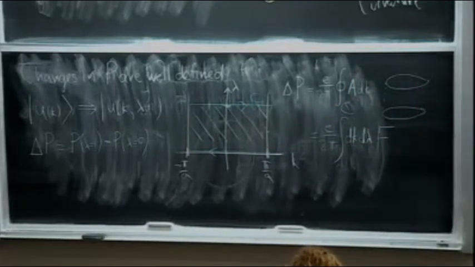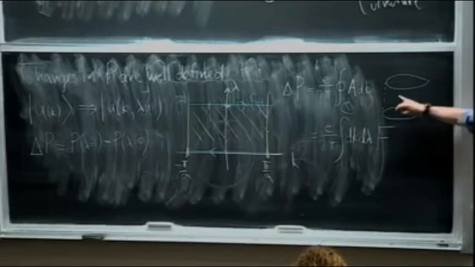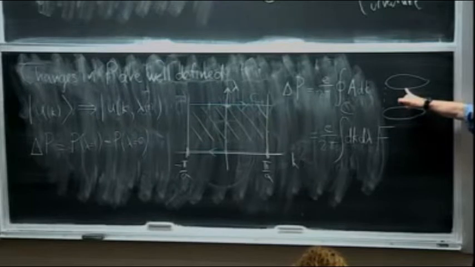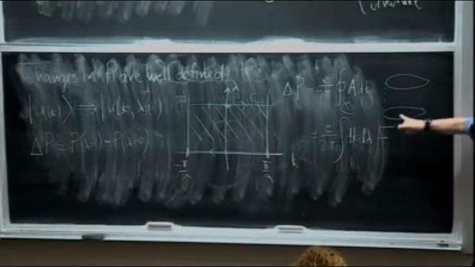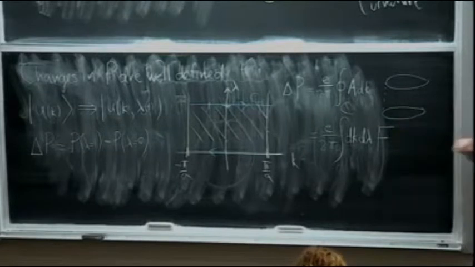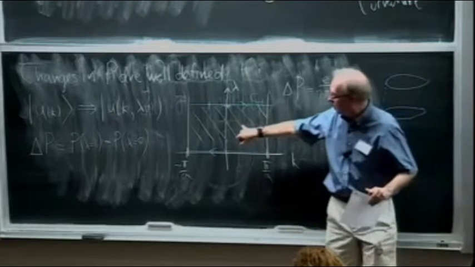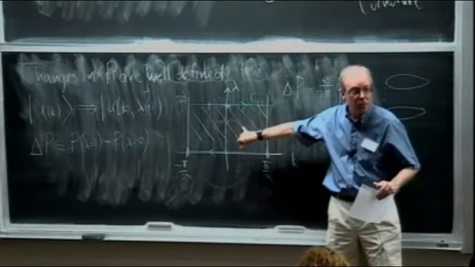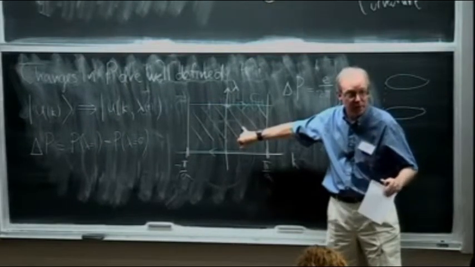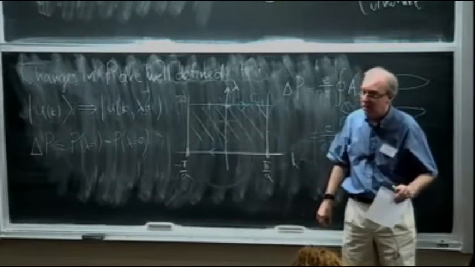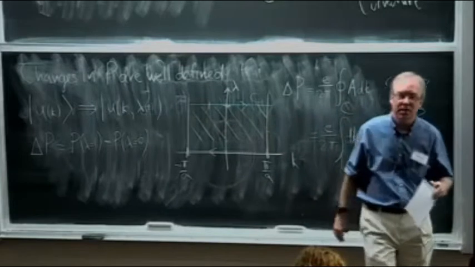But the important point, though, is that if I do a large gauge transformation on this one, I'm forced to also do it on this one, okay? Because if I didn't, then there would have to be some singular point in the middle where it would not be continuous. Yeah.